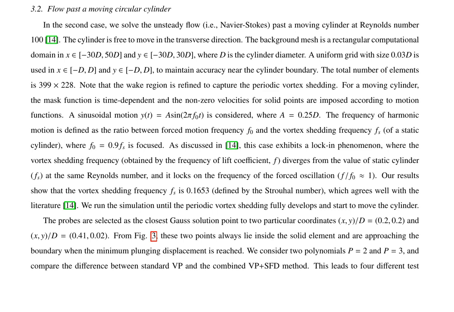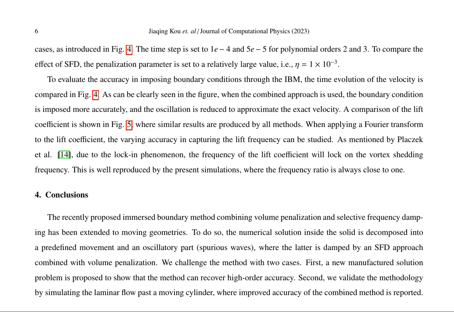In the moving cylinder case, the time evolution of velocity and lift coefficient are compared between standard volume penalization (VP) and the combined VP plus SFD method. The results indicate that the combined approach better captures the boundary conditions and reduces oscillations in the velocity and lift coefficient. Furthermore, the Fourier transform of the lift coefficient confirms the lock-in phenomenon, with the frequency ratio being close to 1.